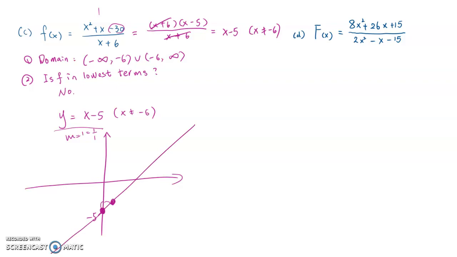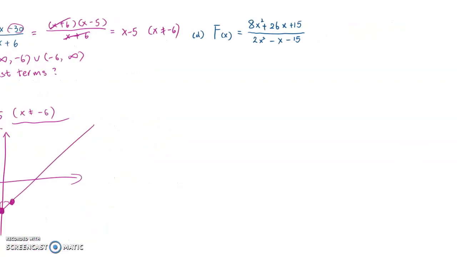But don't forget, it's under the condition that x cannot be equal to -6. So say over here is -6. That means there is a hole when x is equal to -6. So the graph is a line with a hole at -6, or you can say at (-6, -11). Okay, that's for C.